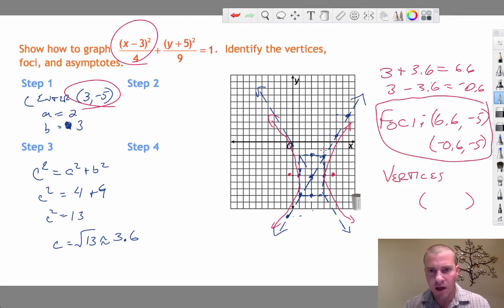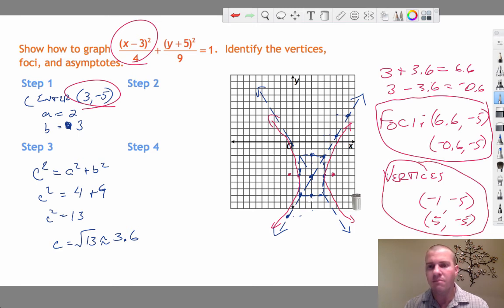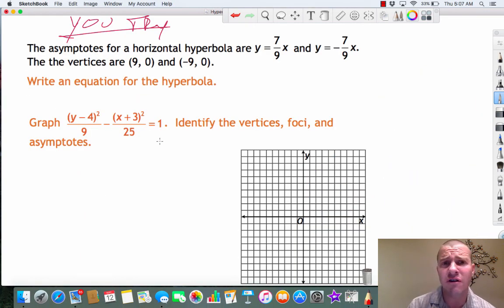We had already found the vertices, which were at negative 1, negative 5, and 5, negative 5. I'm not going to have you write the equation for the asymptotes. As long as you just draw it correctly using the box, that's fine. So go ahead and pause this for a second and try these two on your own.